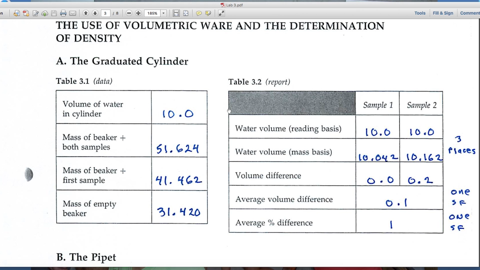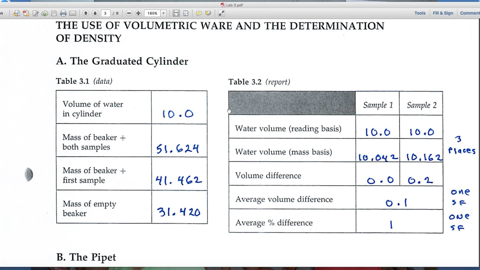Then to get the volume difference, you'll subtract the lower number from the upper number. Following again the rules for significant figures, the upper number is to the 10th, so the volume difference has to be expressed to the 10th. The average volume difference, you'll add those two volume differences together and then divide by 2. So you'll find that it's also to the 10th.